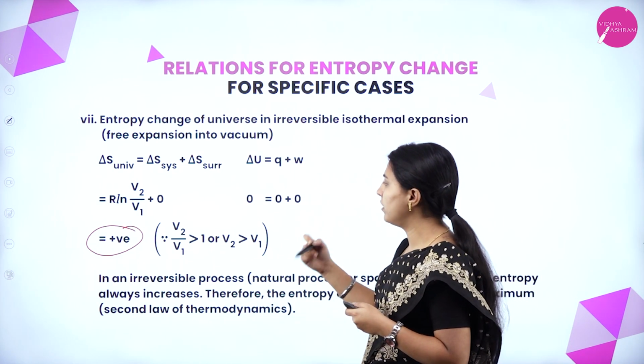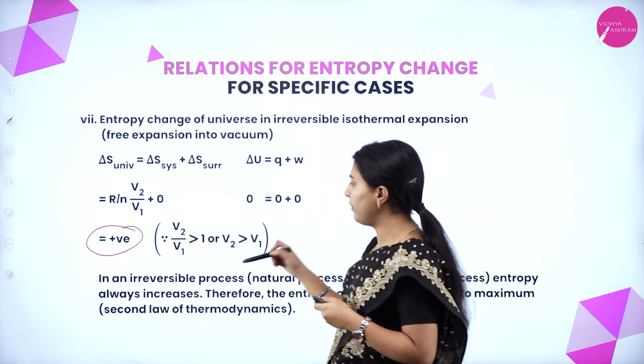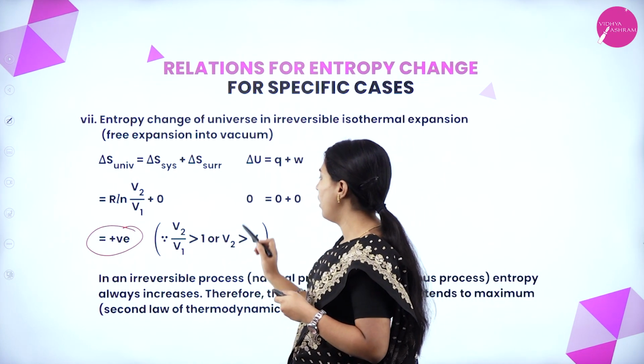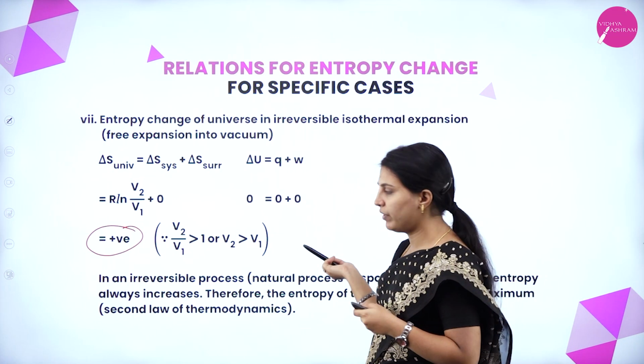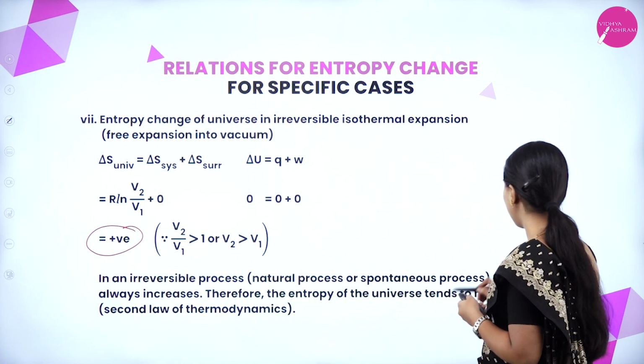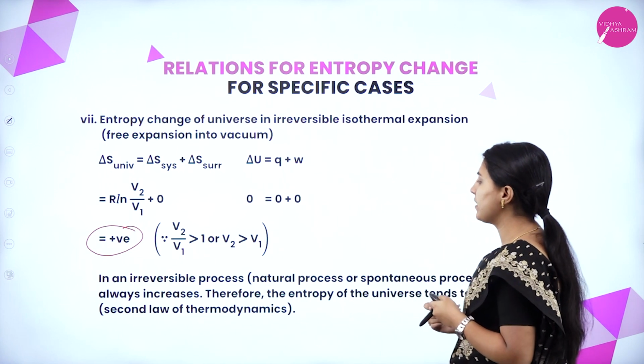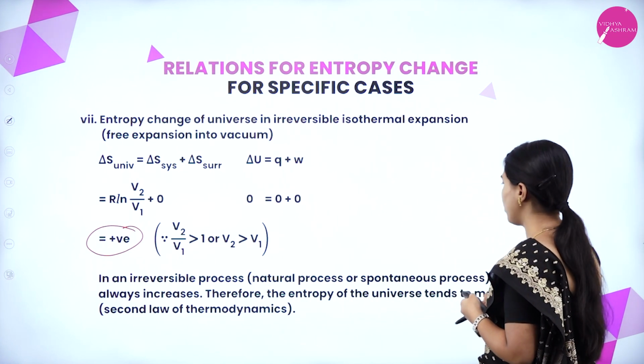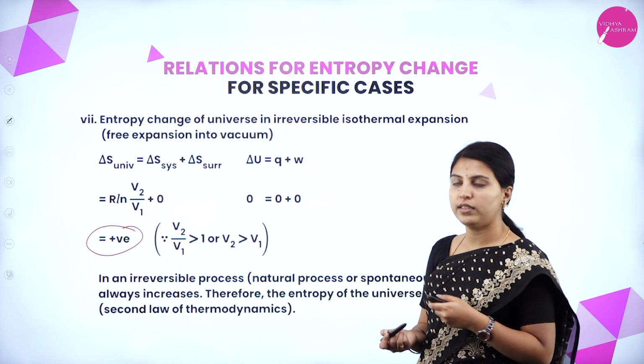If V2 by V1 is more than 1, or V2 is greater than V1, it will be having a definite value. In an irreversible process, entropy always increases, therefore the entropy of the universe tends to maximum disorderness.